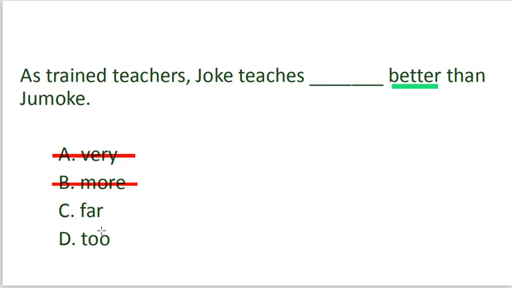But let's look at option D. Too better than Jumoke. Well, this is also not correct. Our only correct option is far better than Jumoke. As trained teachers, Joke teaches far better than Jumoke. Let's move to the next question.